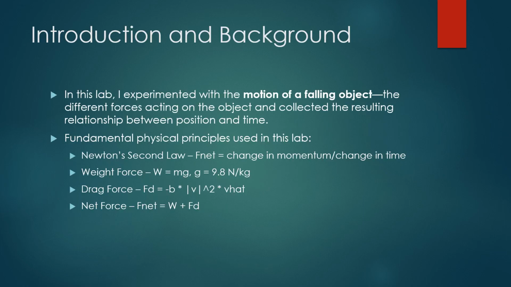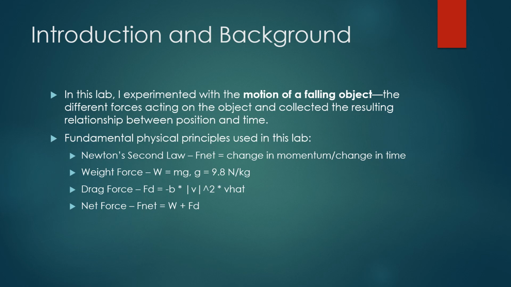So in this lab, I experimented with the motion of a falling object and the different forces acting on the object, and collected the resulting relationship between position and time. The fundamental physical principles used in this lab are Newton's second law, which is net force equaling change of momentum over change in time. And from Newton's second law, you can derive the updated position and velocity formulas, which we did later in the lab.